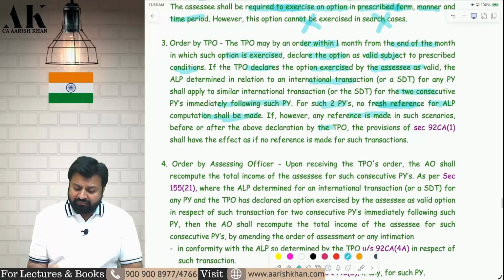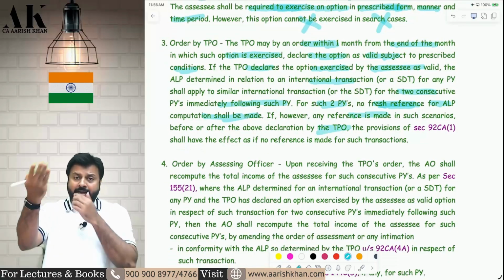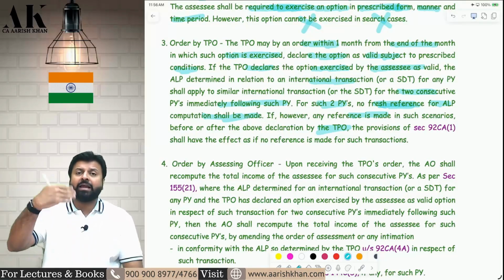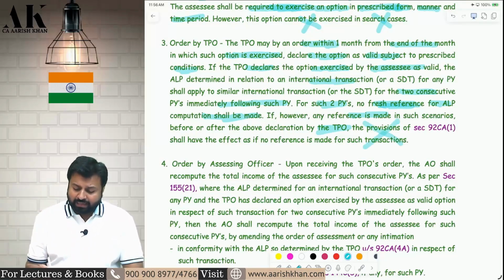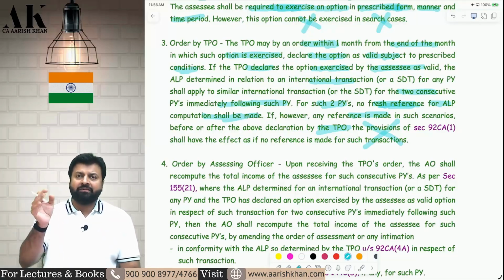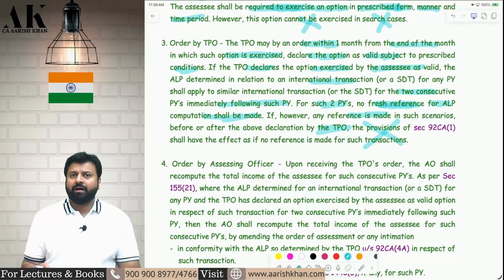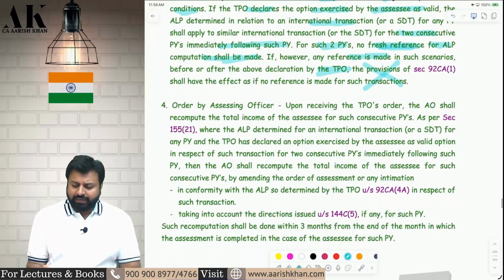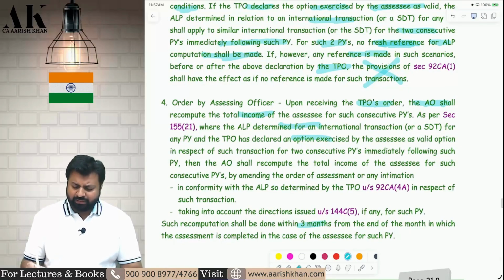And if he has already referred and then I made an application, he has referred first and then I made an application, then he will cancel the reference. He will stop that particular proceeding and he will accept my what? He will accept my price for the next 2 years. Then the TPO's order will be given to the AO and then the AO will pass the final assessment order, etc. And that will be done within 3 months, nothing great as such.